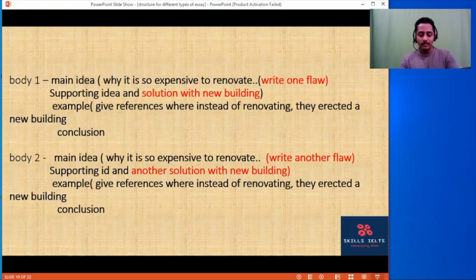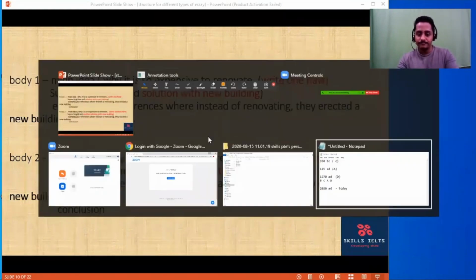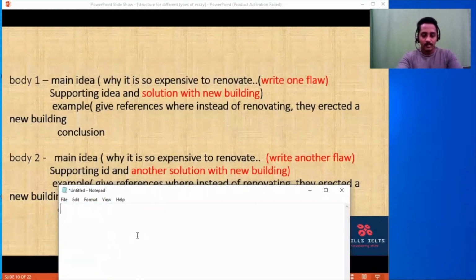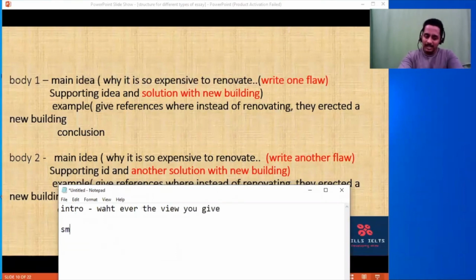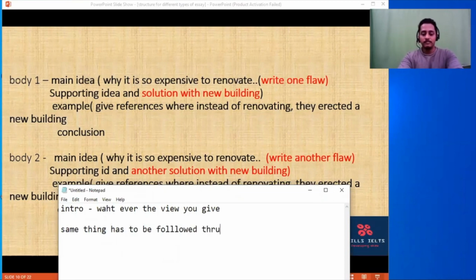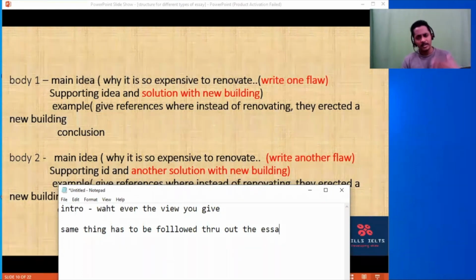Just write it down again. Whatever view you give here, the same thing has to be followed throughout the essay. In the intro, you say agree; body 1 agree, body 2 agree. In the intro, you say disagree; body 1 disagree, body 2 disagree. In the intro, you partially agree; then in body 1 you can say disagree, and in body 2 you can say agree, or vice versa. Any doubts?